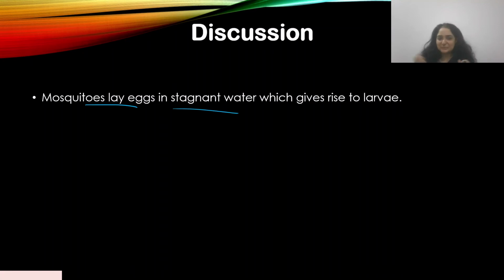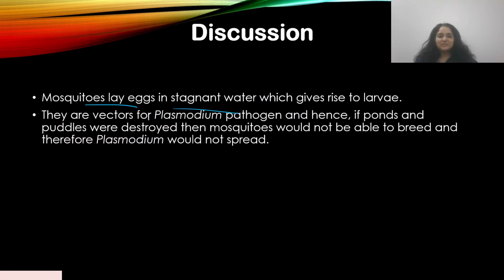Okay, now is this male or female? Now the female is the carrier of Plasmodium, right? So now they are vectors for the Plasmodium pathogen, and hence if ponds and puddles were destroyed, then mosquitoes would not be able to breed, and therefore Plasmodium would not spread, right? So if mosquitoes were not allowed to breed or grow, and the larvae were destroyed before they become adult mosquitoes, then they would not carry the Plasmodium pathogen with them, and that would not eventually infect human beings.